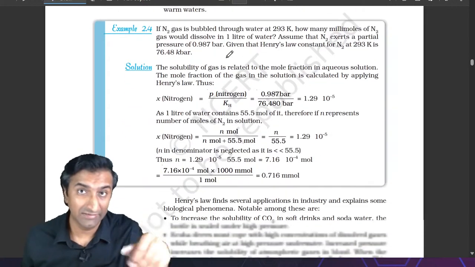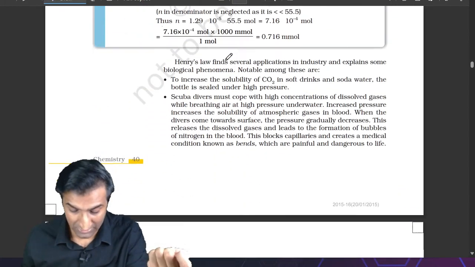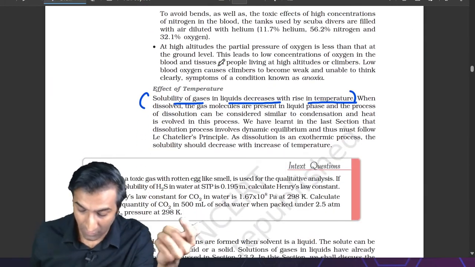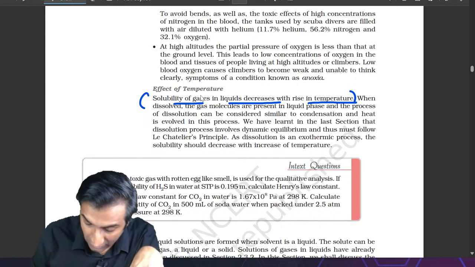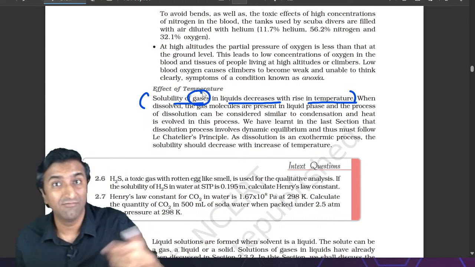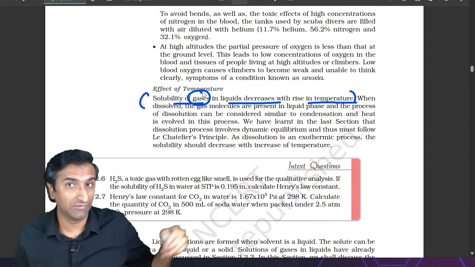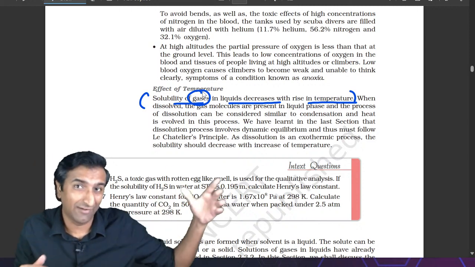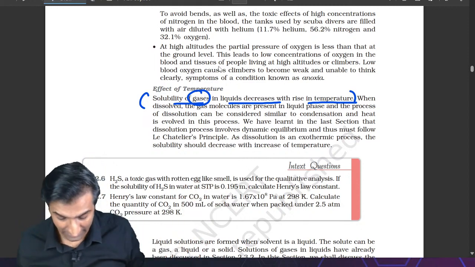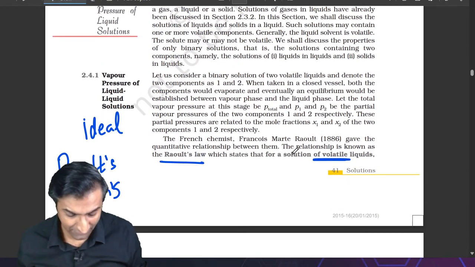There is obviously the solubility of gases changes with temperature also. If I increase the temperature, then the solubility of gases decreases. That is why in your cold drink bottle, the solubility of gas is a lot more. As soon as it becomes warm, the cold drink goes flat. The gas comes out of it. Same idea there. Some small bits here and there, there is a lot of theory.